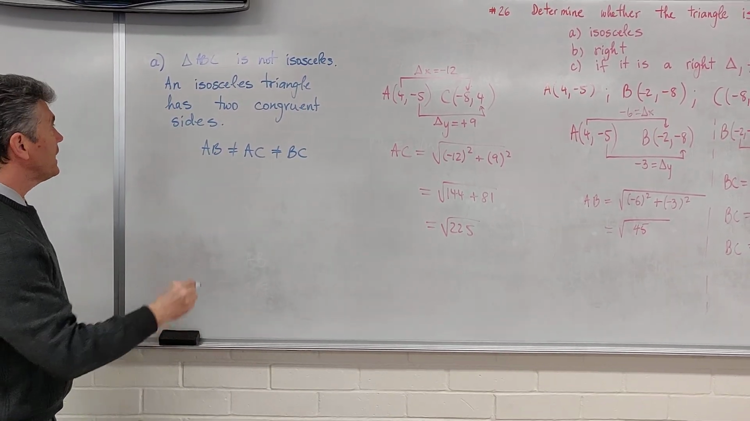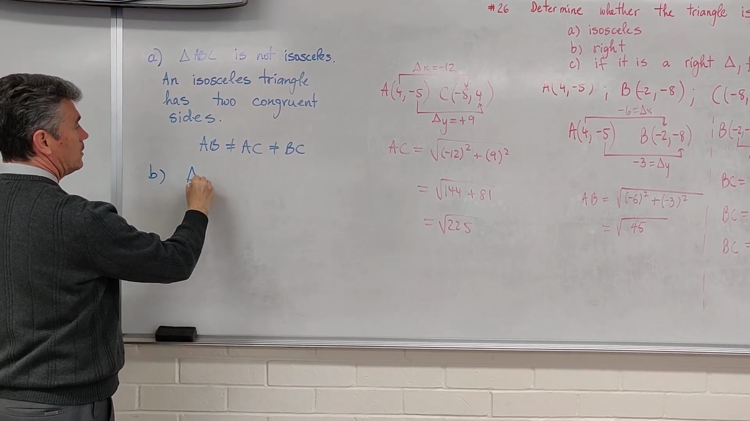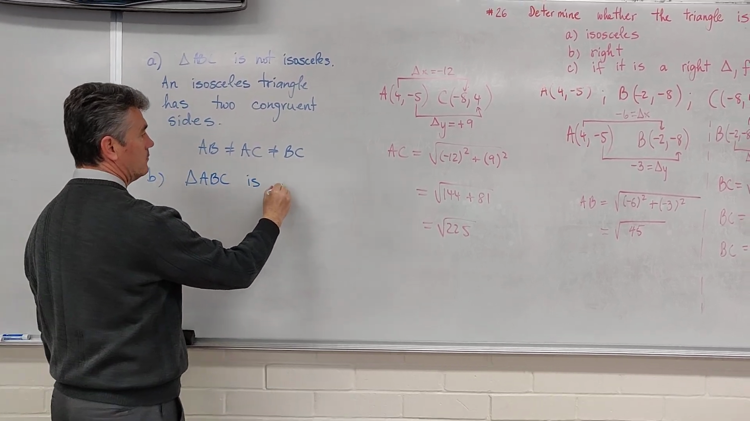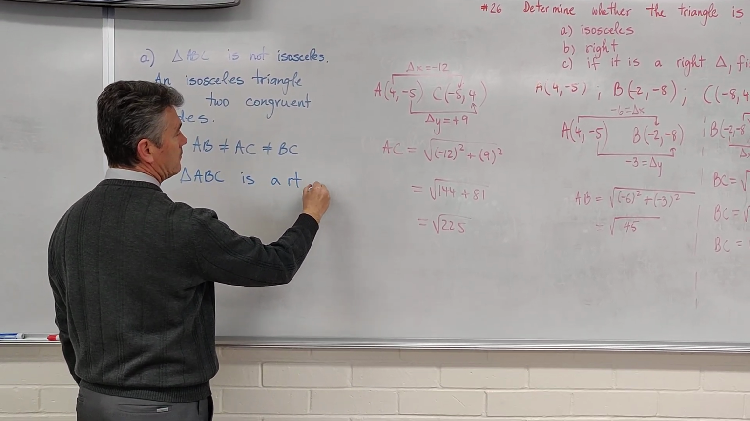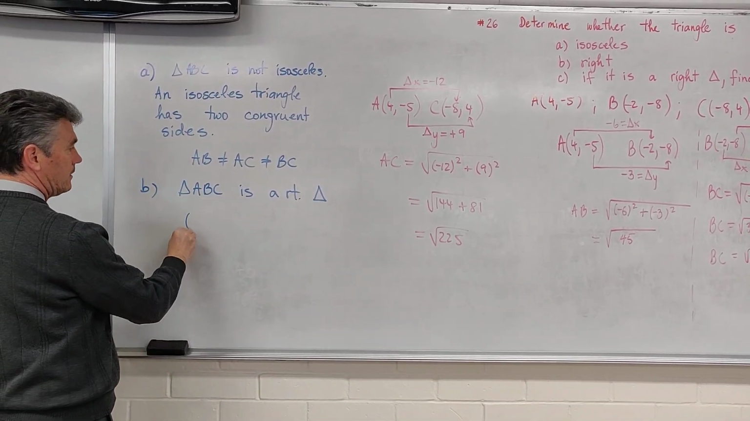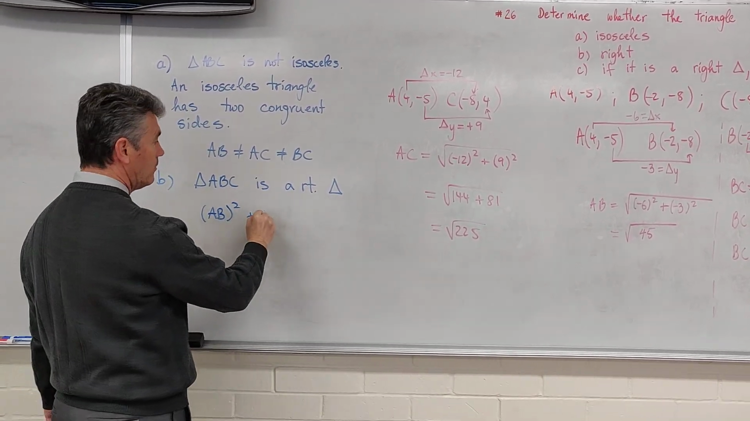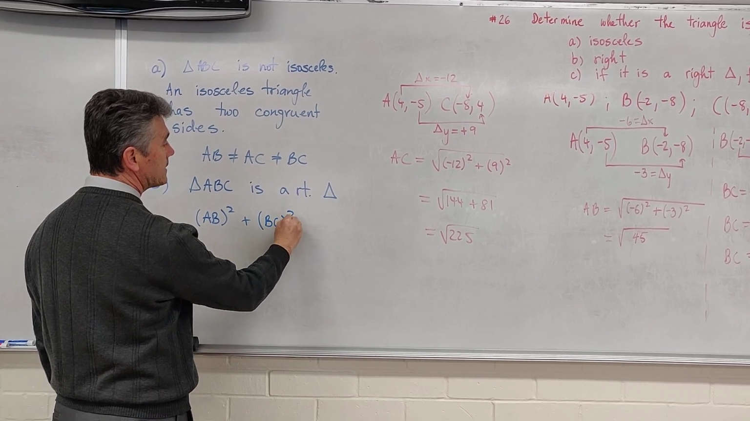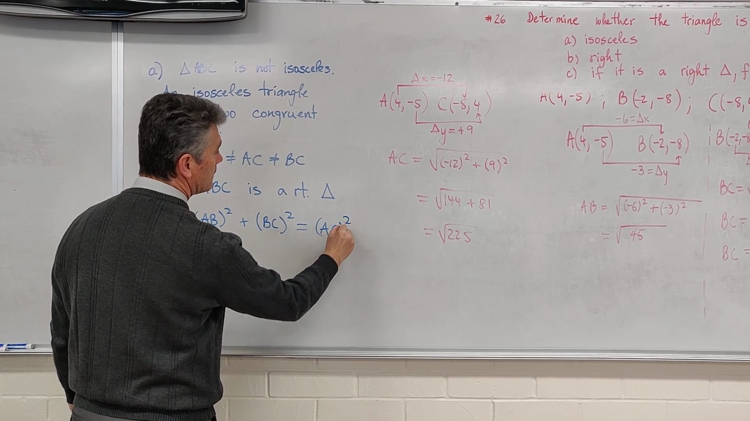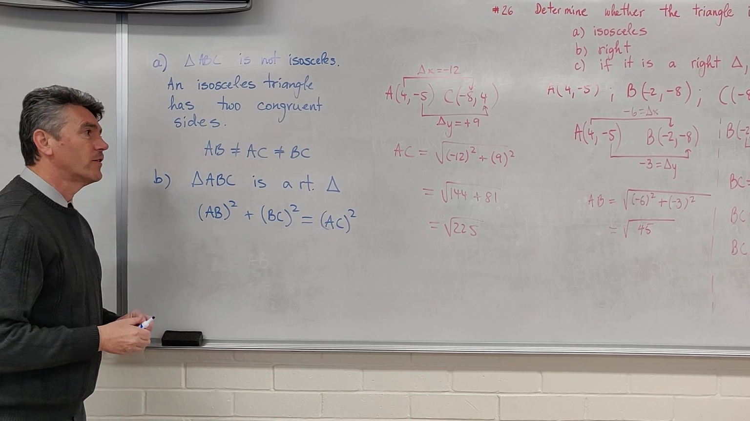We get down to part B. Triangle ABC is a right triangle. Why is that so? We notice that AB squared plus BC squared is equal to AC squared. This is called the converse of the Pythagorean theorem.